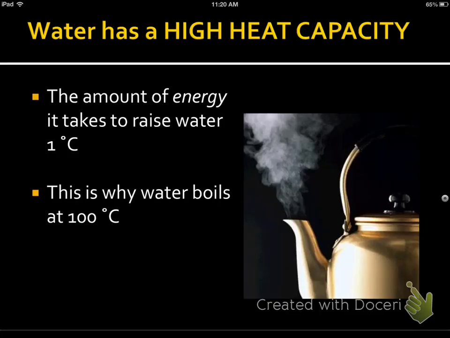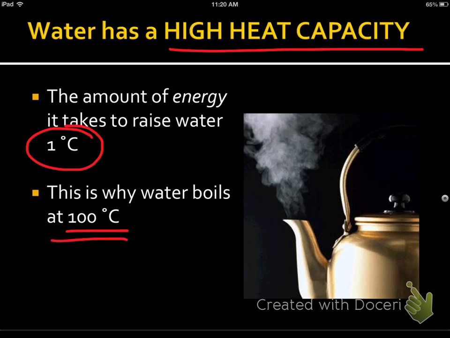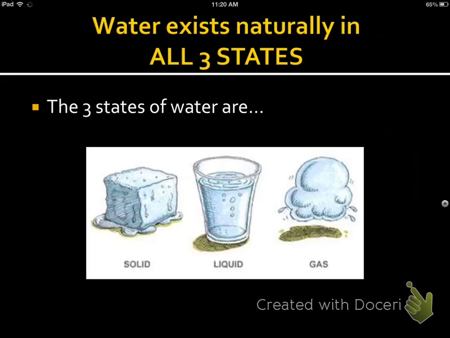Water also has a high heat capacity. So that means that it takes a lot of energy to make this change. The heat capacity, in general, is the amount of energy it takes to raise water 1 degree Celsius. So this is why water doesn't boil until it reaches 100 degrees Celsius, but a lot of other things boil before this.